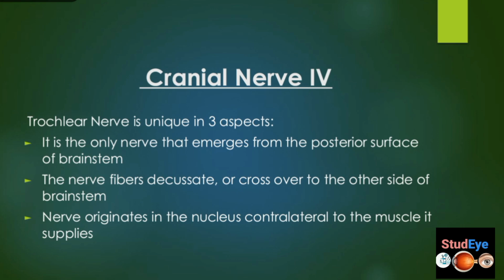So what does it mean? Contralateral means that the nucleus is present on the opposite side from the muscle it supplies. So if we are talking about the right eye superior oblique, the trochlear nerve supplying the right eye superior oblique, its nucleus will be on the left side. And if we are talking about the left eye's trochlear nerve, that means its nucleus is located on the right side of the brainstem.